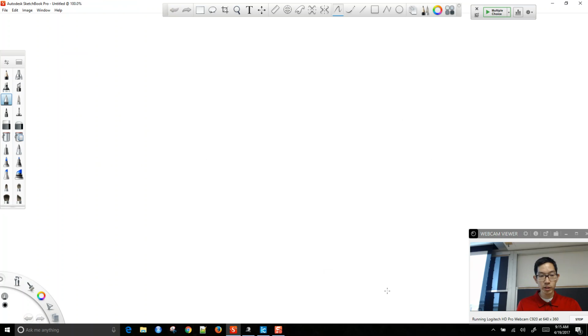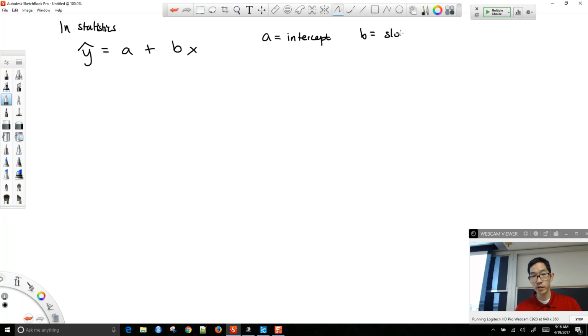And so if you recall from algebra, the equation of a straight line, we often say y is equal to mx plus b. In statistics, for linear regression, the equation of a straight line will be y hat is equal to a plus bx, where a represents our intercept and b represents the slope. Okay, so in statistics we have y hat is equal to a plus bx.